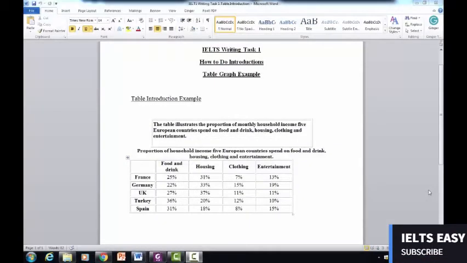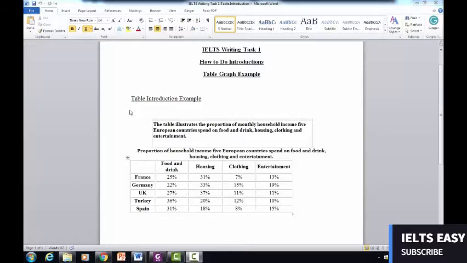Okay, so let's keep moving forward, and we're doing another introduction, and this time we're doing an introduction for a table. All right, and our process, our procedure doesn't change. We have a table, and we have to look at the table, and we have to, in the introduction, tell what's the table about. Up here, in the box, you can see this first tells us what it's about. It says the table illustrates the proportion of monthly household income 5 European countries spend on food and drink, housing, clothing, and entertainment.